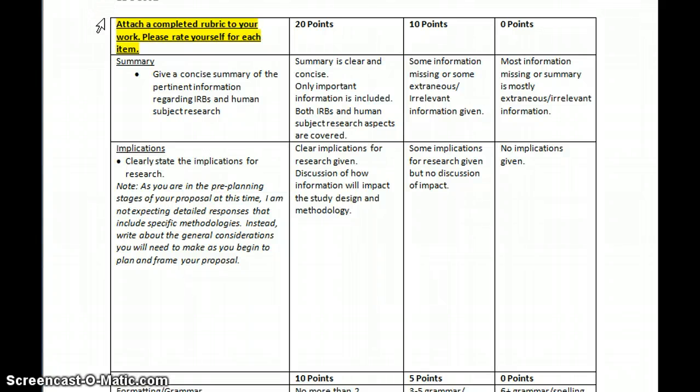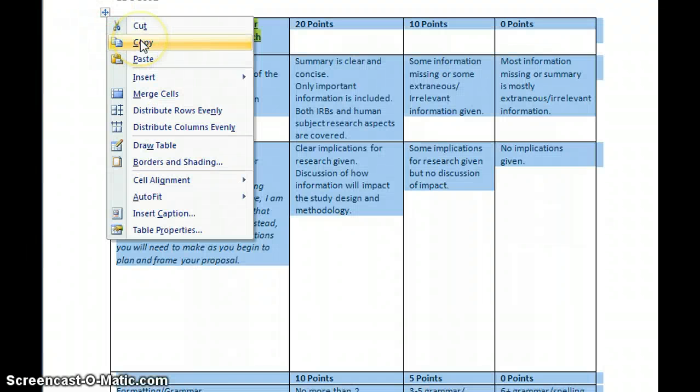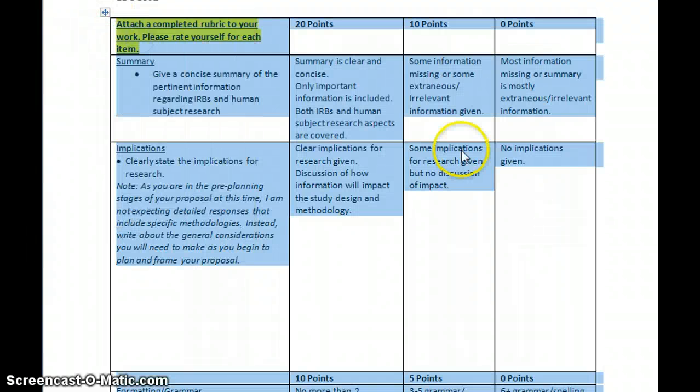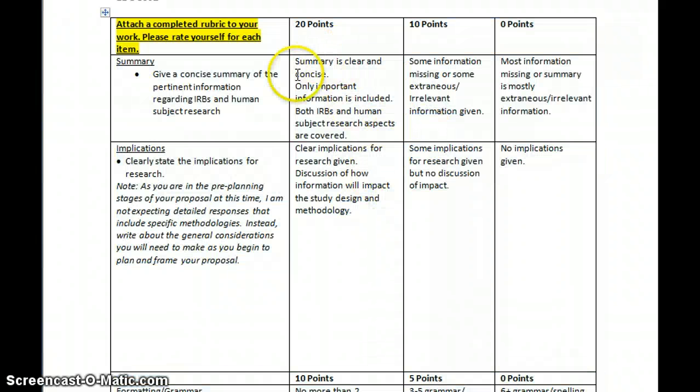If you highlight it and copy it and then paste it to the end of your paper, you can do your rating. In order to rate where you are, I would like you to highlight the portion that you think fits you. So if your summary was clear, you only included important information, you did cover IRBs and human subject research, highlight that, click bold, and that's your rating for yourself. When I come through and look at it, I'm going to grade it and say, oh, yep, I agree, you did all this, I'll highlight and click underline. And then that way we can see if we agree or not.